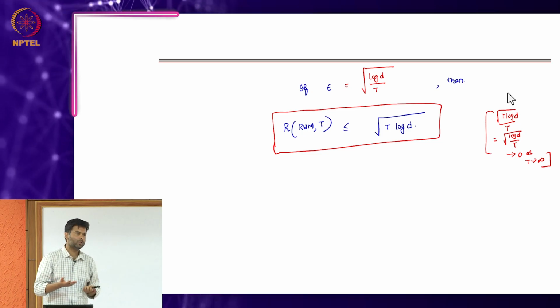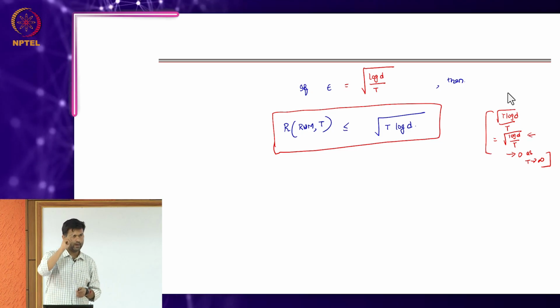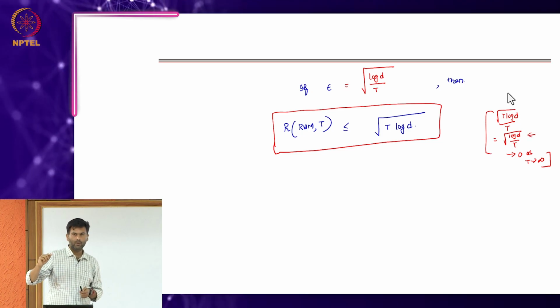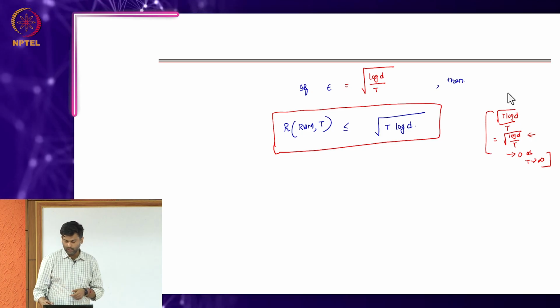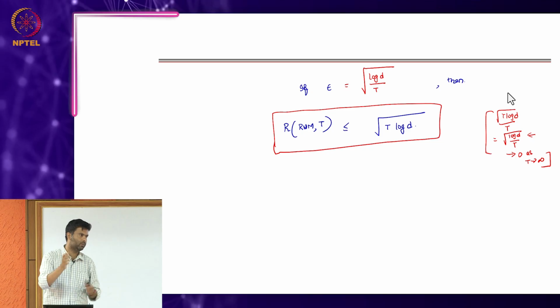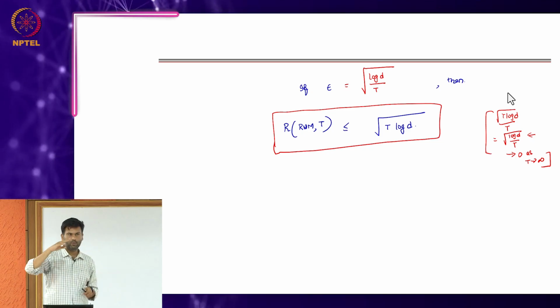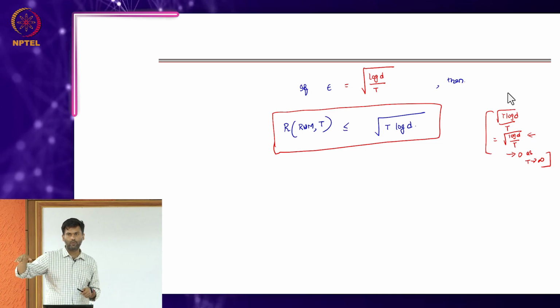Now, one might ask, well, this is going to 0 at a rate of 1 by square root of t, right. So the numerator is a constant, that depends on the number of friends you are asking for advice, that is square root of logarithm of d, that does not change with t, but then the regret itself goes down at a rate of 1 by square root of t.